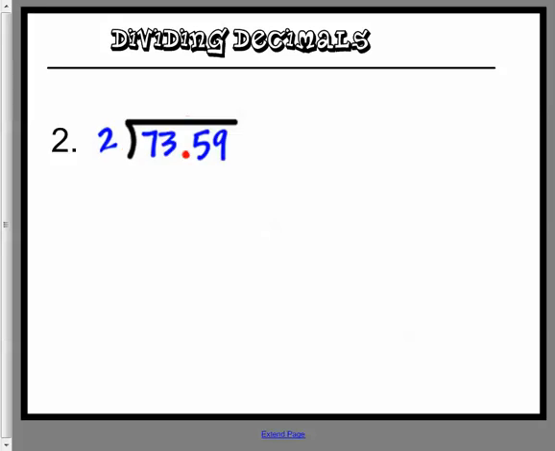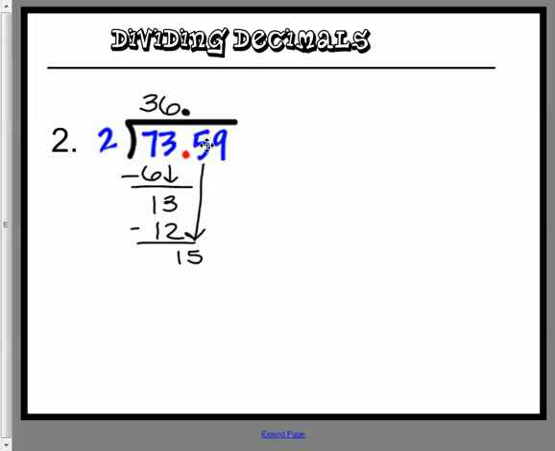Okay, what about this one? 2 goes into 7 3 times, and 3 times 2 is 6. So we subtract and we get 1 and bring down the 3. 2 goes into 13 6 times. 6 times 2 is 12. Subtract, we get a 1. Make sure that we have our decimal point here and then bring down the 5.